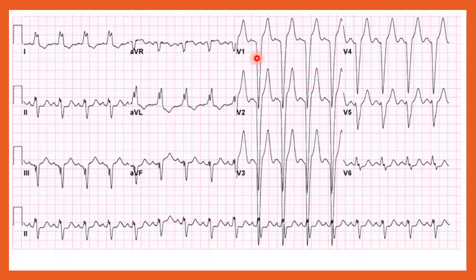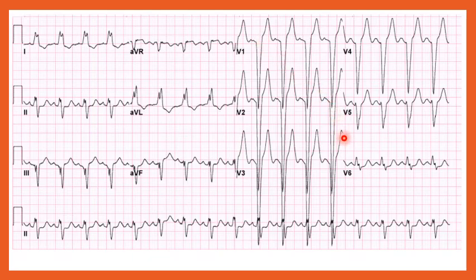I am then looking at V1 and I'm looking at the configuration. And I'm seeing a huge, deeply deflected QRS complex, negatively deflected. And so I know that if it was a right bundle branch block in V1, I would have something that looks positive and RSR prime-ish. I don't have that. I have this big negatively deflected complex. This is a left bundle branch block.